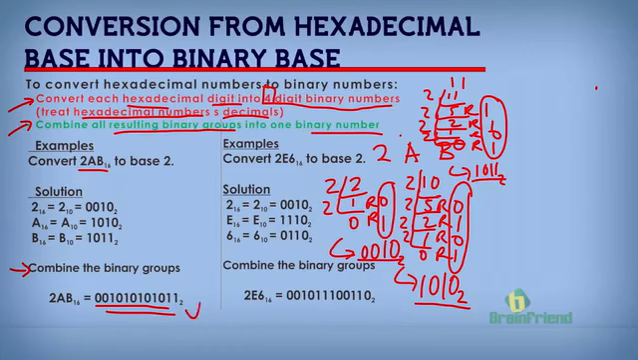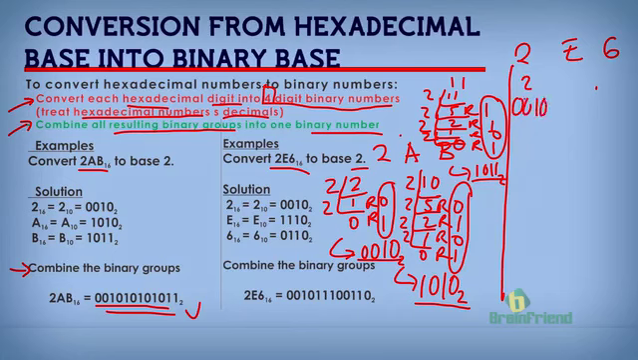Next, let's try this example. Convert 2E6 base 16 to base 2. Following the same steps, okay, we'll separate them into their digits. So we have 2, we have E, and we have 6. Okay, we treat them as decimal numbers in order to convert them to binary numbers. So we say 2 divided repeatedly. We already know that to give us 0010. Okay, E is what?